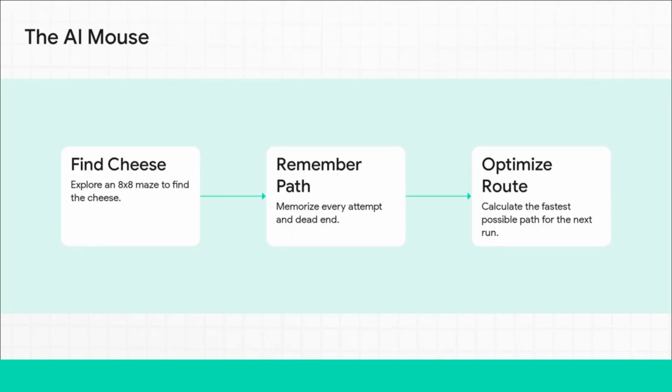And this was not just some simple little cartoon. This digital mouse was actually smart. On its first go, it would wander all over the maze, hitting dead ends, figuring out the layout. But then, on its second run, it would remember everything. It would remember its mistakes, calculate the most efficient path, and then just zoom straight to the cheese.